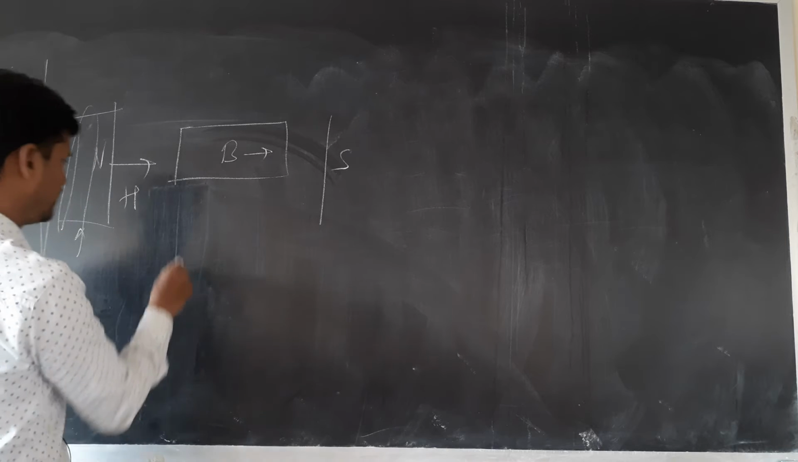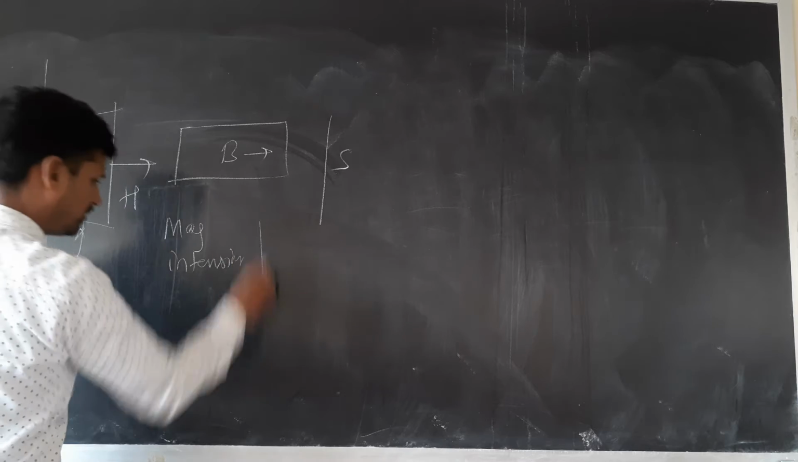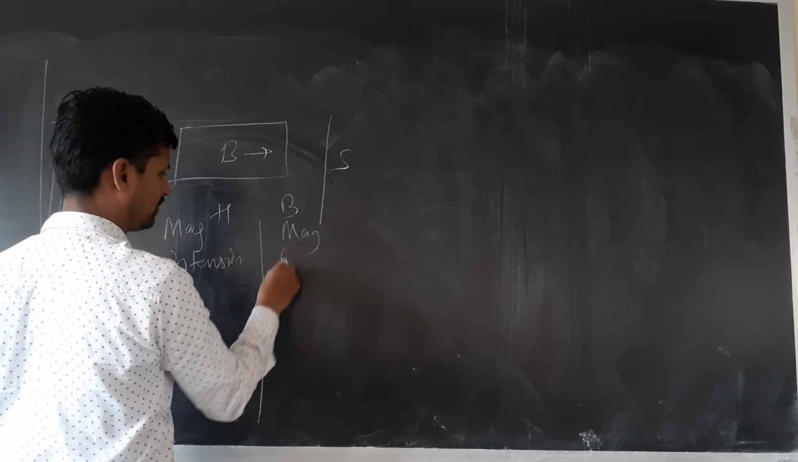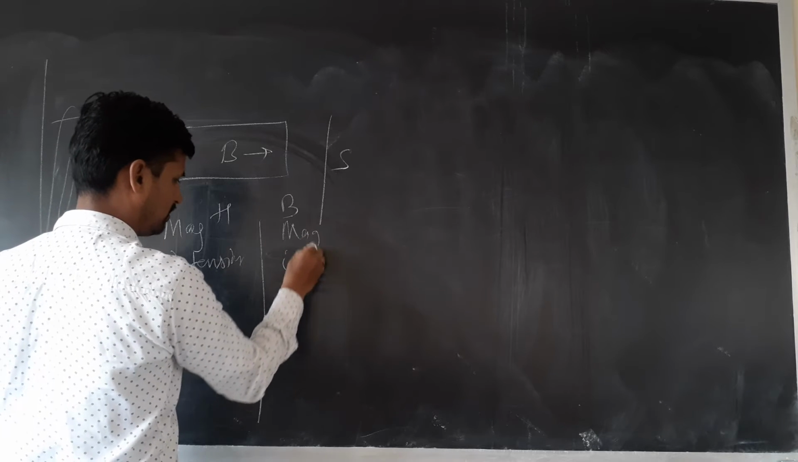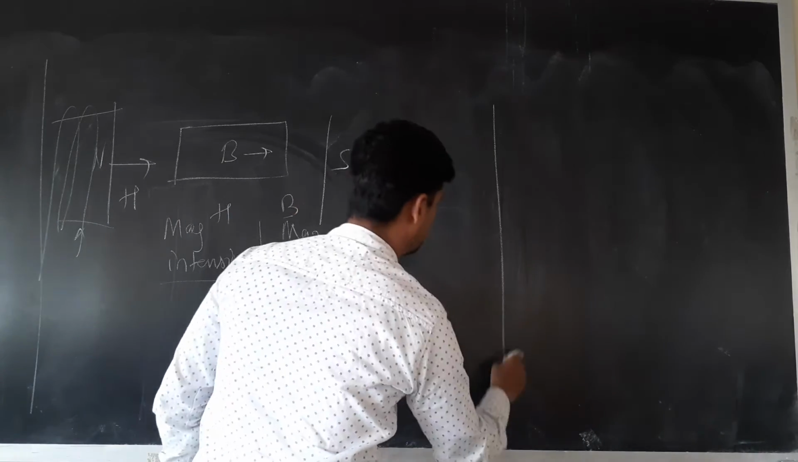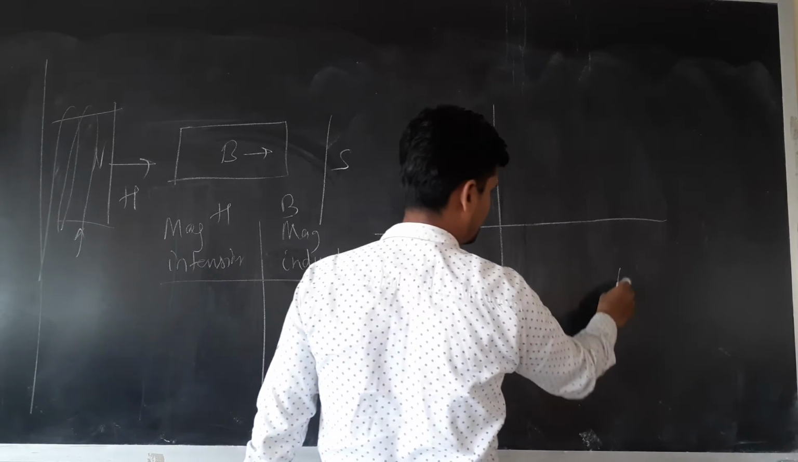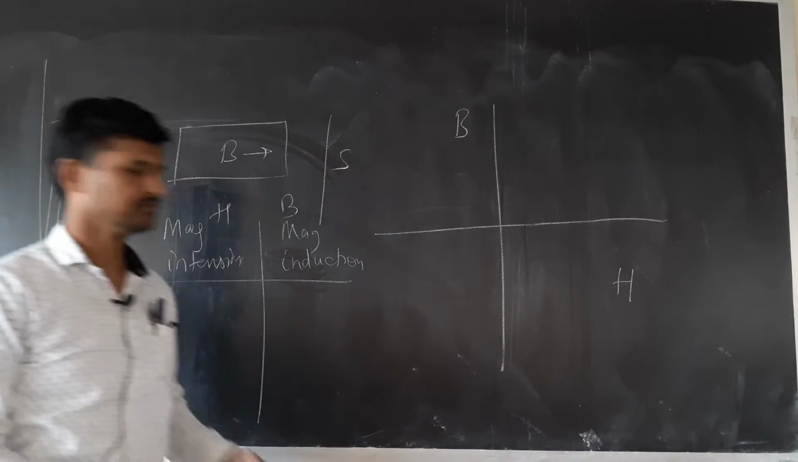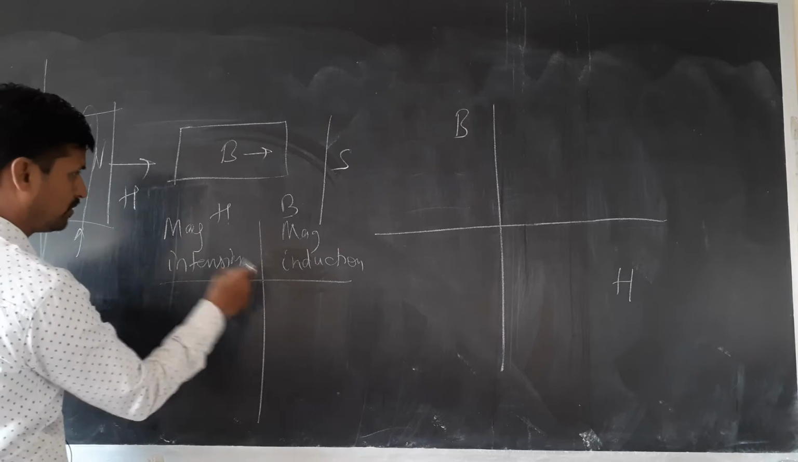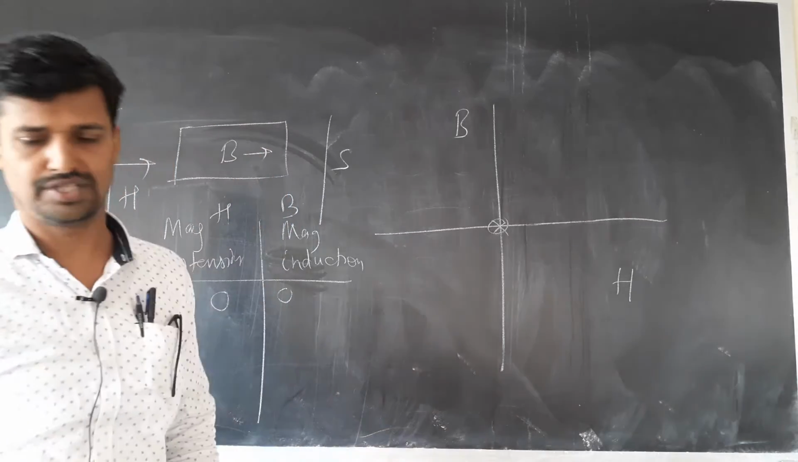I will write the meaning of H. H is magnetic intensity, B is magnetic field or magnetic induction. Listen carefully. This is B, this is H. Earlier, when there is no magnetic field, H is 0, B is 0. We have got this point.